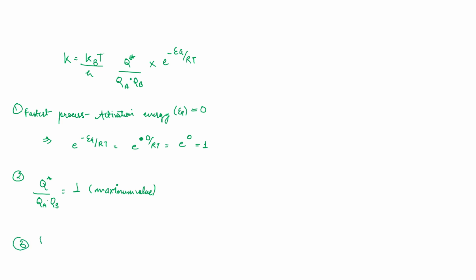Then third comes the final equation. The final equation is k equals kB into T by h. Here we know all the things. kB is equal to the Boltzmann constant, T is equal to temperature, and h is equal to Planck's constant.